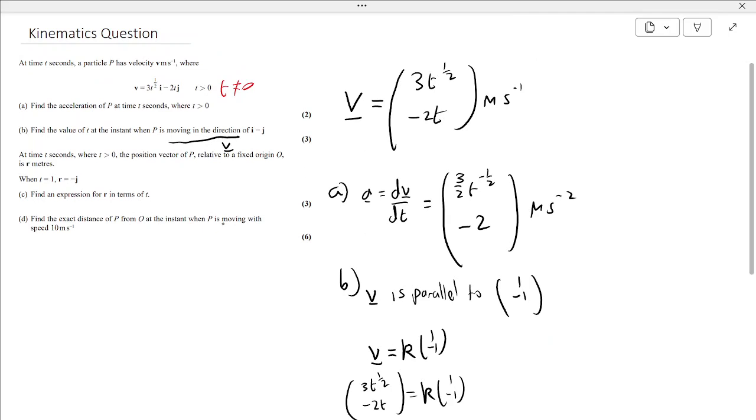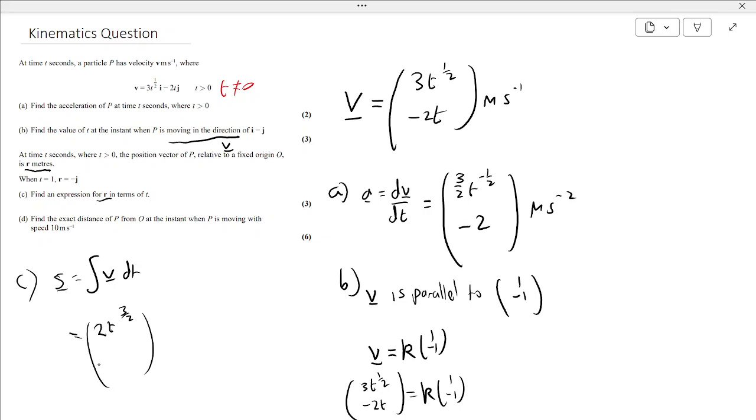For part C, we're now talking about the position vector relative to O, which is going to be called r, as it always is. Now, for the position vector, what is the final expression for r? Instead of differentiating velocity, we need to integrate velocity. And when we integrate a vector, again, it's very straightforward, you just integrate as you would. So the integral of 3t to the 1 half: I raise the power, so 3 over 2, and then divide by 3 over 2, so times by 2 over 3. We're going to get 2t to the 3 over 2.